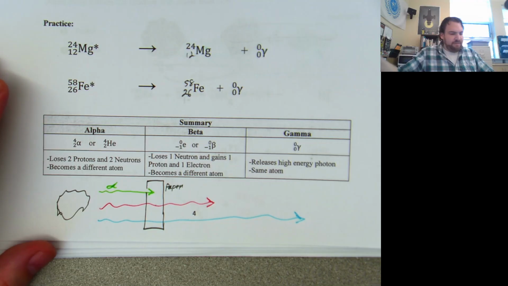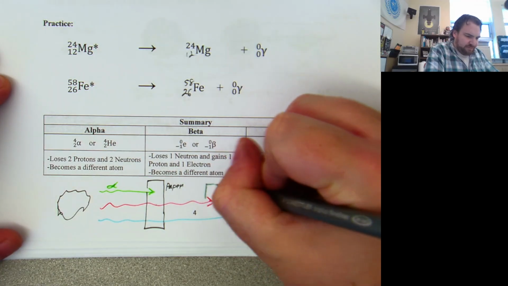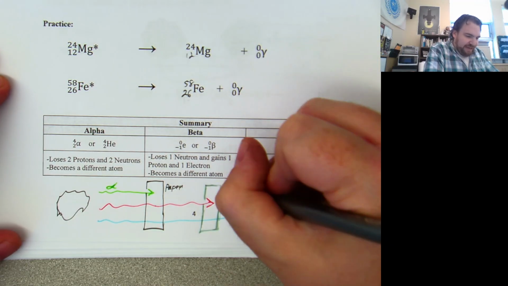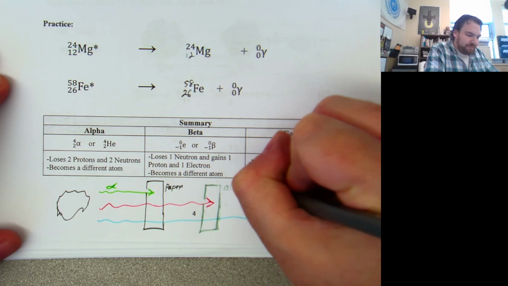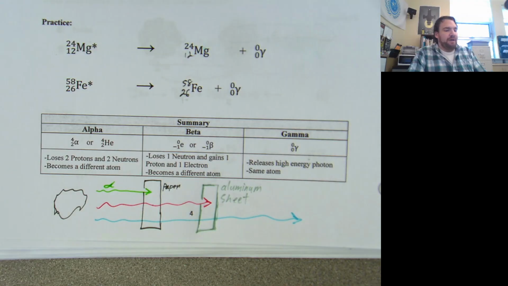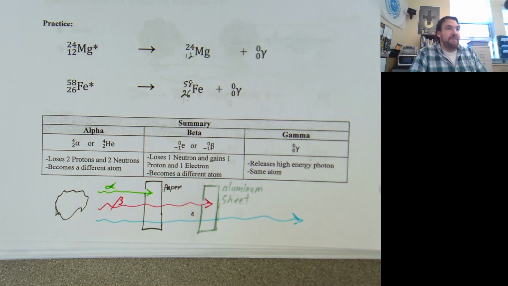To block a beta particle, let's use light gray. A sheet of aluminum would block beta. Now, metal is packed more tightly than paper is. You need those tightly packed atoms to block the electrons that are the beta particles.